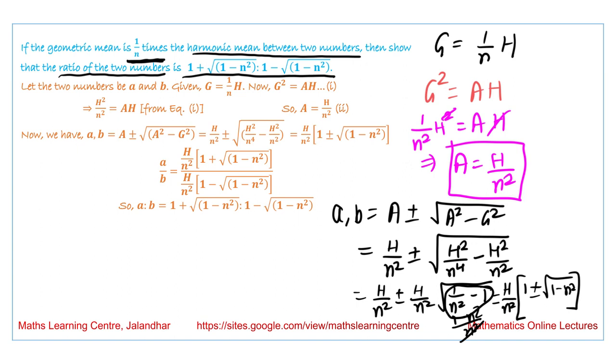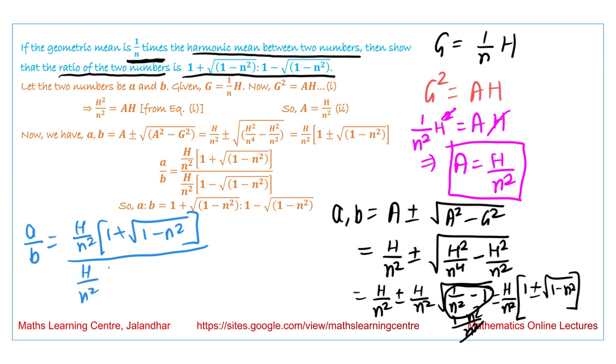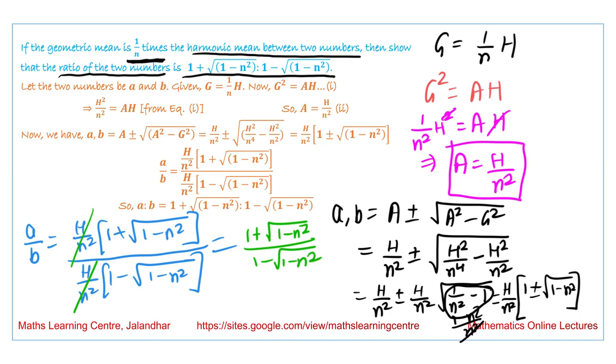Now we have to calculate the ratio of the two numbers. So the ratio of two numbers a and b is h by n square into 1 plus square root of 1 minus n square, divided by h by n square into 1 minus square root of 1 minus n square. We are saying that this h by n square gets cancelled, and we are left with 1 plus square root of 1 minus n square over 1 minus square root of 1 minus n square, and this is the required result.